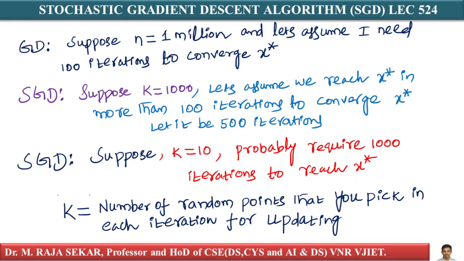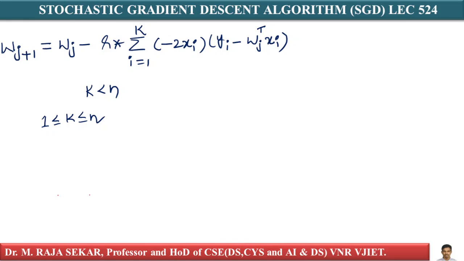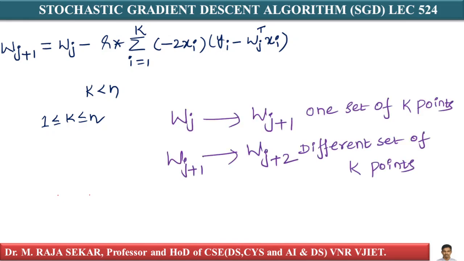The set that you use to go from wj to wj plus 1, and to go from wj plus 1 to wj plus 2, will be a different set of k points. That's very important. Don't use the same k points. We have to choose random points, a set of random points at every update or every iteration.